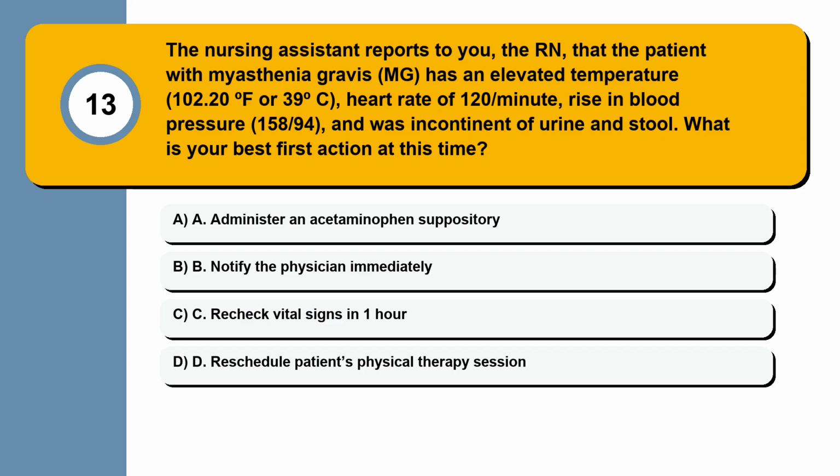Question 13. The nursing assistant reports to you, the RN, that the patient with myasthenia gravis, MG, has an elevated temperature, 102.2°F or 39°C, heart rate of 120/minute, rise in blood pressure, 158/94, and was incontinent of urine and stool. What is your best first action at this time?